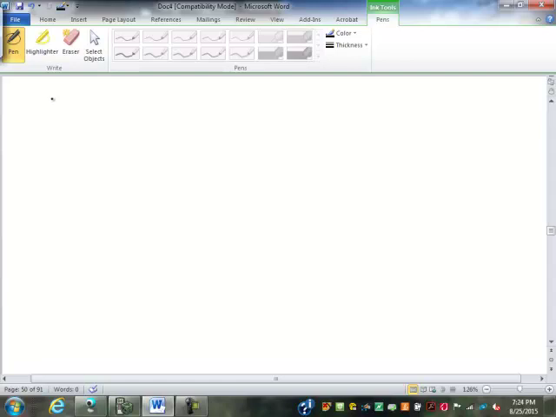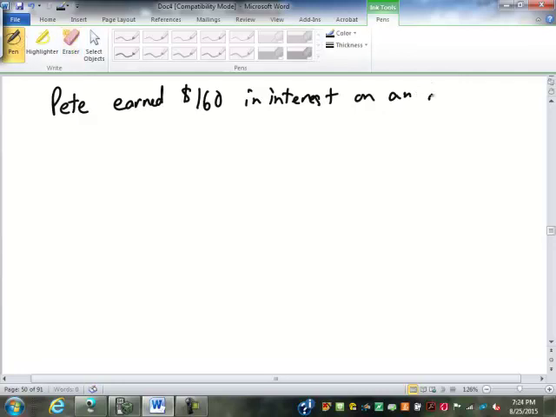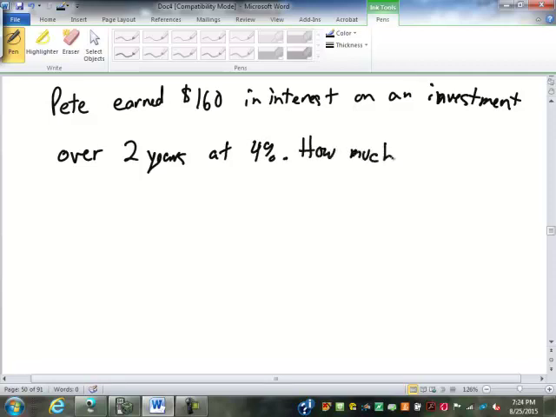For example, if we are told that Pete earned $160 in interest on an investment over 2 years at 4% interest. How much was invested?